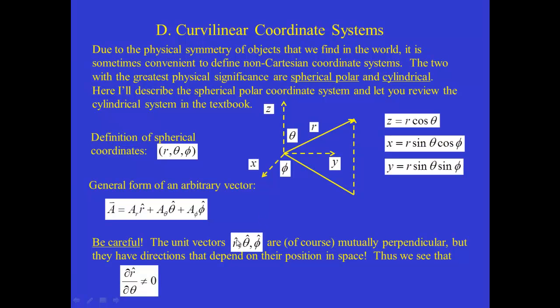One consequence of this is that the derivative of the r hat unit vector with respect to theta, so how does the r hat vector change with respect to theta? That's certainly not zero, because as theta changes, the direction of the r hat vector changes. However, in Cartesian coordinates, it's pretty obvious that the x hat unit vector always points in the same direction, no matter what the y coordinate happens to be. And so this kind of derivative in Cartesian coordinates is obviously zero, but a similar sort of derivative in spherical coordinates is non-zero.